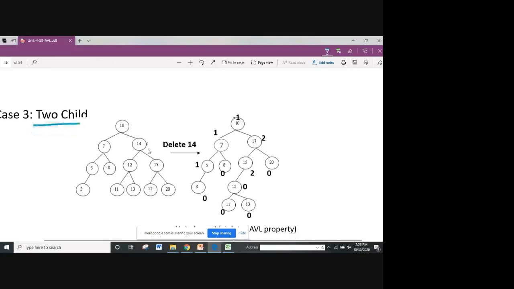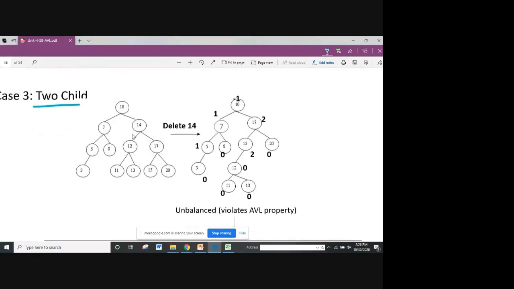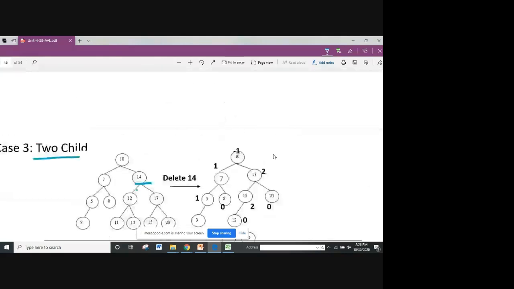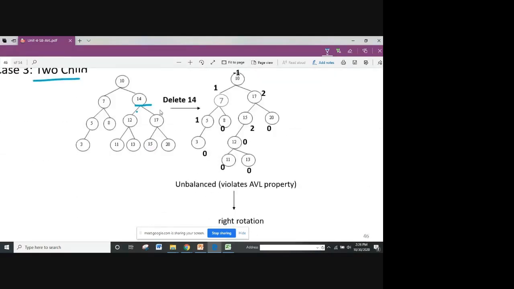When it has two children, say 14 is to be deleted, either take the greatest one from the left side. So what can I replace it with? 13, right? I can replace with 13 only, no? 13 or 15. Yes, 13, or on this side you can replace with 15. So delete 14 and replace it with the particular element. After that, what they have given is 12, 11, 13, 15. Where does this 15 come from?